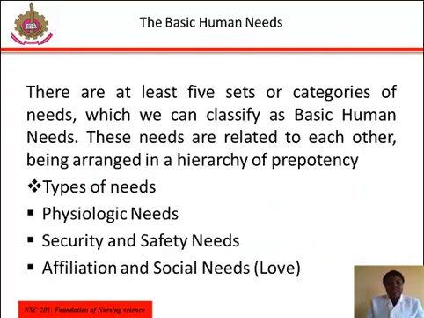Let's look at the basic human needs. There are at least 5 sets of categories of needs which we can classify as basic human needs, and these needs are related to each other, being arranged in a hierarchy of prepotency. Of the types of needs, we have the physiological needs. They are the most prepotent of all needs, and they are basic biological needs of life sustenance. They include the needs for air, water, and food.